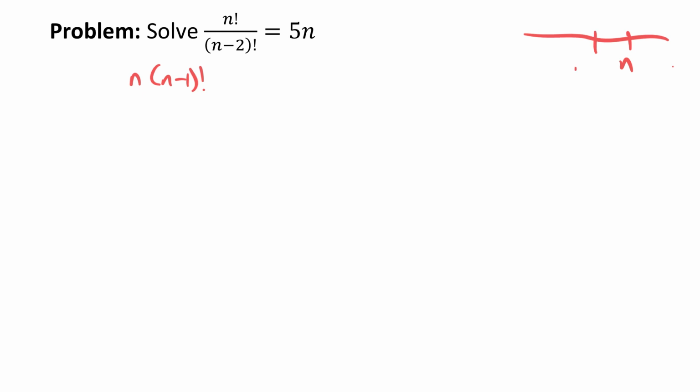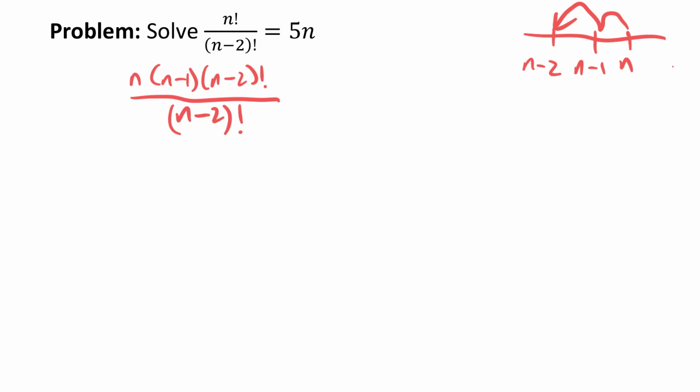So what number is below n minus 1 if we wanted to break off another term? The next number, if we're counting down, is n minus 2. So we don't actually write it as n times n minus 1. We write it as n times n minus 1 times n minus 2 factorial. We have to break off 2 terms because we count down 2 times before we find the thing that cancels. So this gives us n times n minus 1 equals 5n.